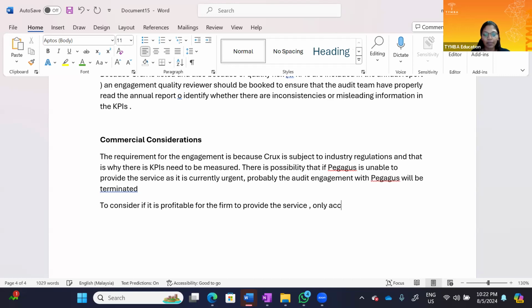and only accept the engagement if there is a reasonable fee and the firm can have a continuous service opportunity.